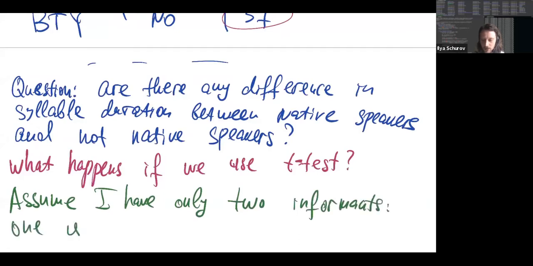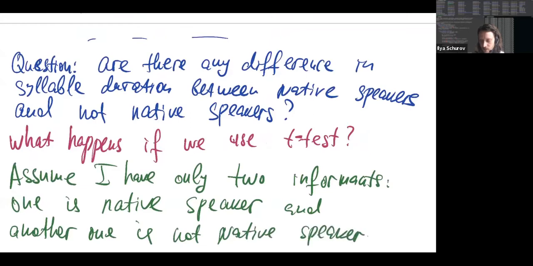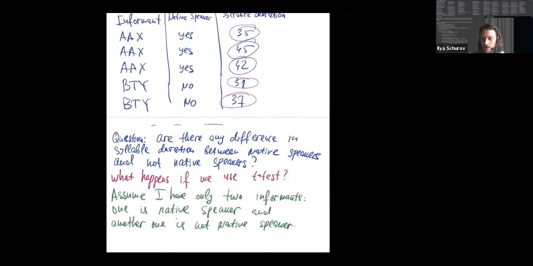So one is a native speaker, and another one is not a native speaker. And then I collect a lot of data from each informant. So I have a lot of rows that correspond to the first informant, and there are some durations that are associated with this informant. And there are a lot of rows that came from the second informant, and also these numeric values from this second informant.